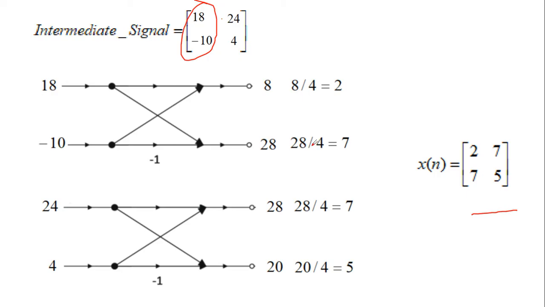So for two dimensional, remember that when we apply the fast Hadamard transform or any type of transform, first we require to apply it on the rows, and whatever the resultant is, we require to take the columns of that resultant or intermediate signal.